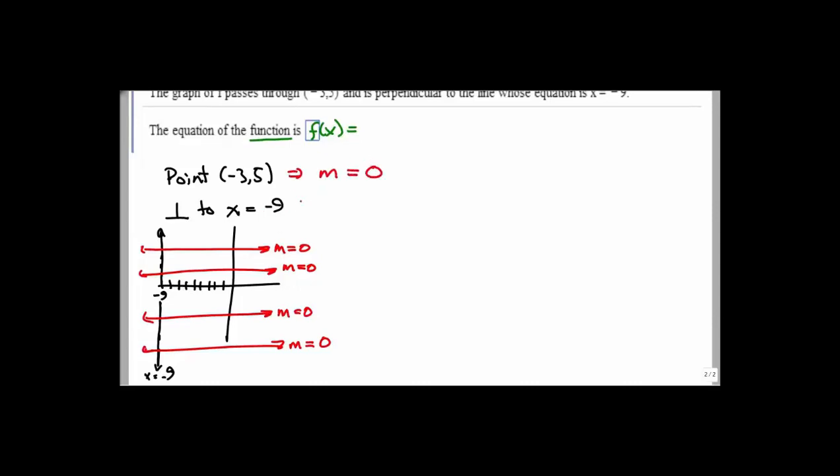The slope is 0 because here the slope is undefined. So for this x equal negative 9, the slope is undefined. The line that's perpendicular to that has a slope of 0. So this is going to look like y equal 0x plus b. Okay, so y was 5 equals 0 times negative 3 plus b. So I get 5 equal b.